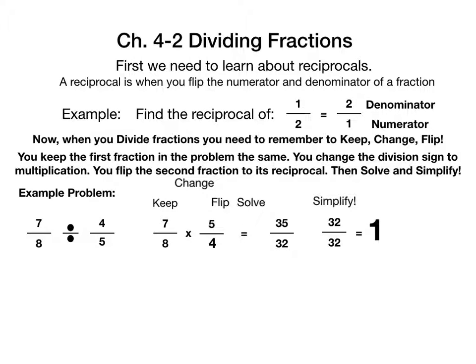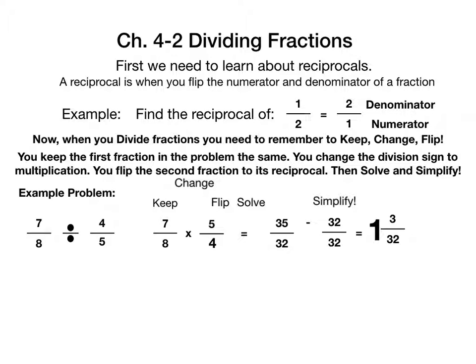So to determine what's left, since our number is larger than 32, we need to subtract. 35 minus 32 is 3. And then you keep your denominator the same. So our final answer is 1 3/32. It's very simple to divide fractions.